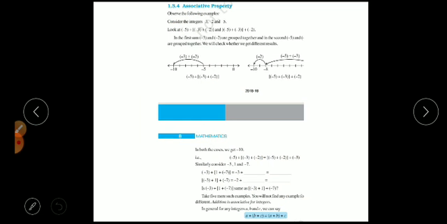Similarly, there is an associative property in math. Okay, what is associative property? a plus b plus c is equal to a plus b plus c. This is associative property. Suppose a equal to 1, b equal to 2, c equal to 3. Now what is a plus b plus c? 1 plus 2 plus 3 equal to 6.